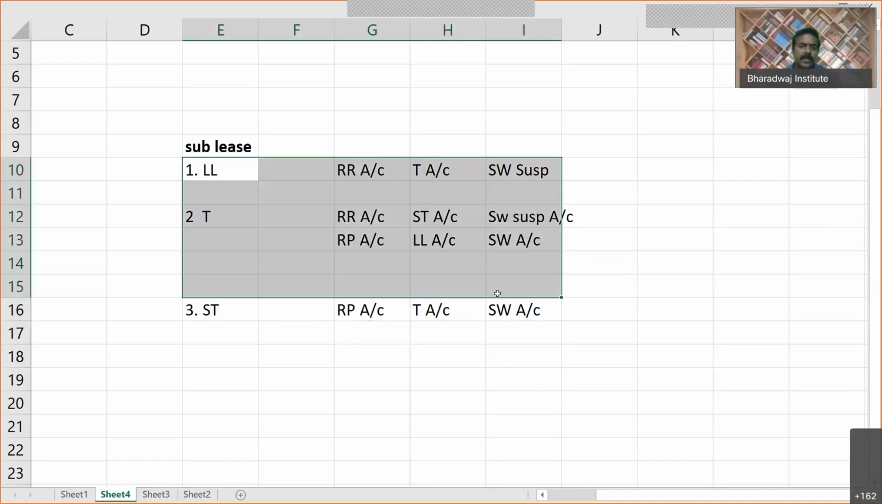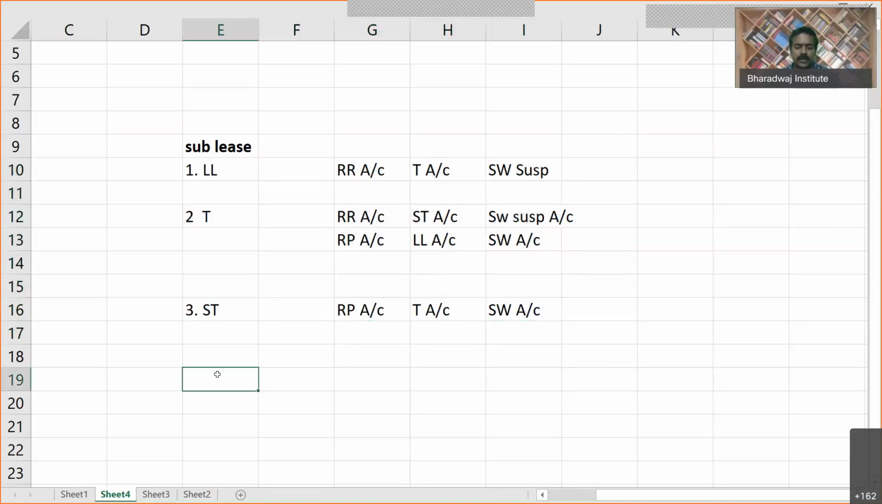So we have to prepare two tables. One is a table showing royalty payable, another table showing royalty receivable. This means the tenant has to collect the royalty from the subtenant and pay to the landlord. So two tables we have got to prepare.